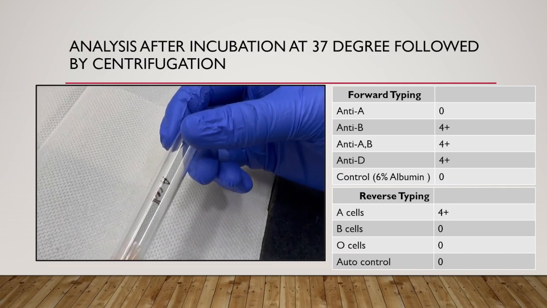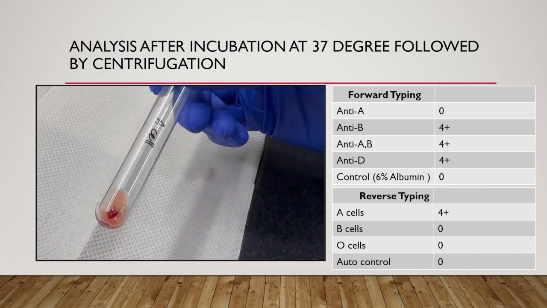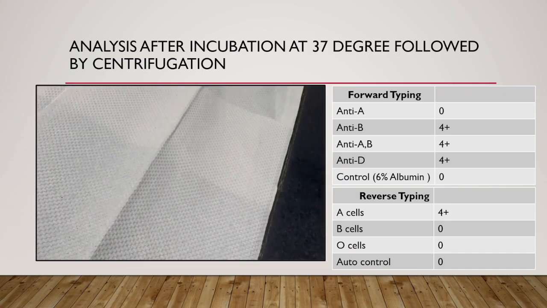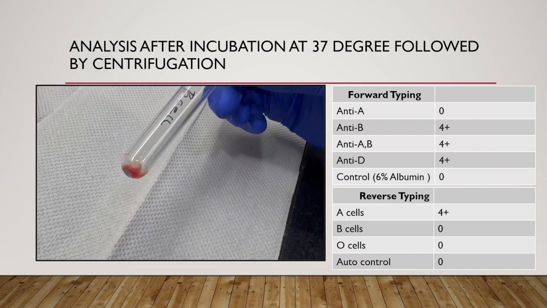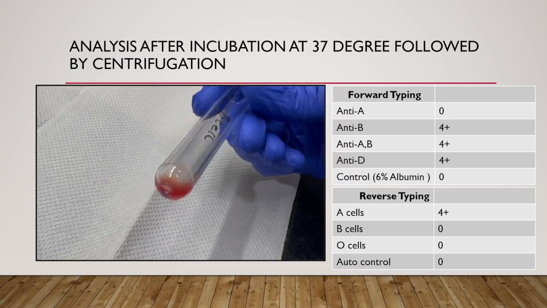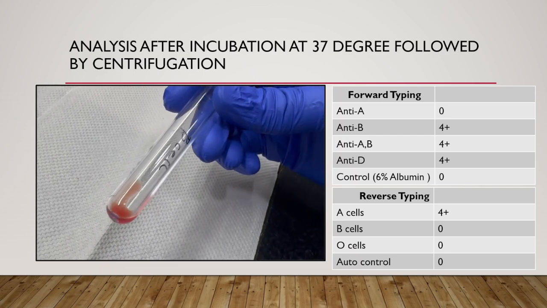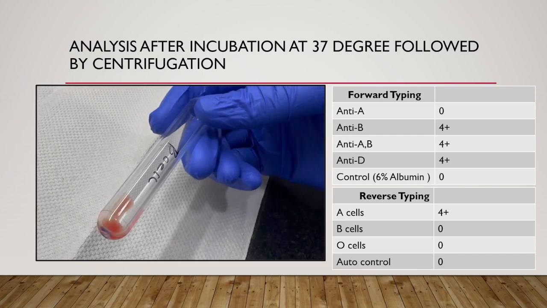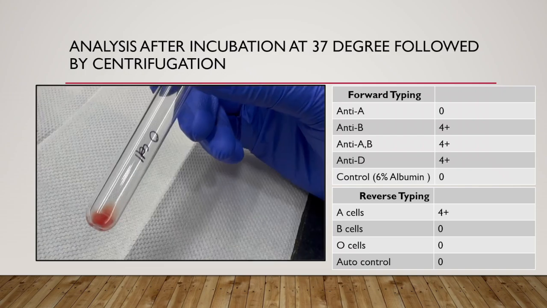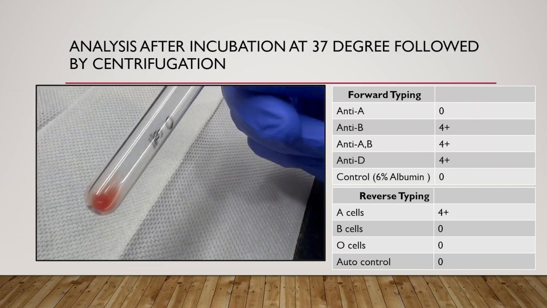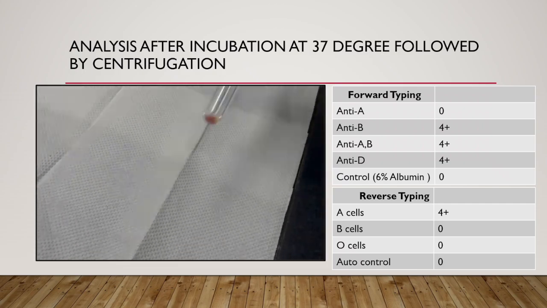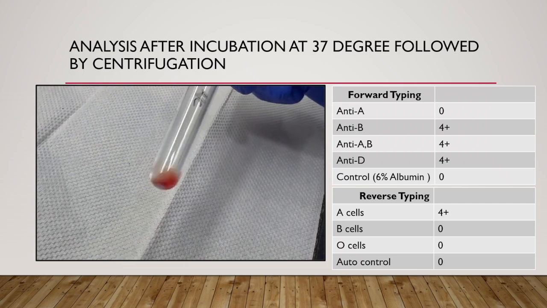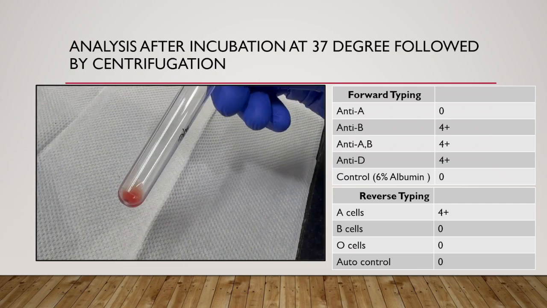Now we will be proceeding with the reverse grouping tubes. In A cell, we can see that the 4 plus reaction is there. In B cell, we had a 2 plus reaction at room temperature. Now the agglutination has been resolved. There is a negative reaction in B cell. In O cell also there is no reaction. And in the tube of autocontrol, here also there is no agglutination.